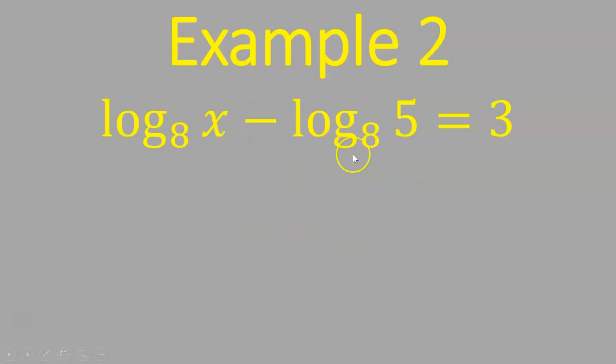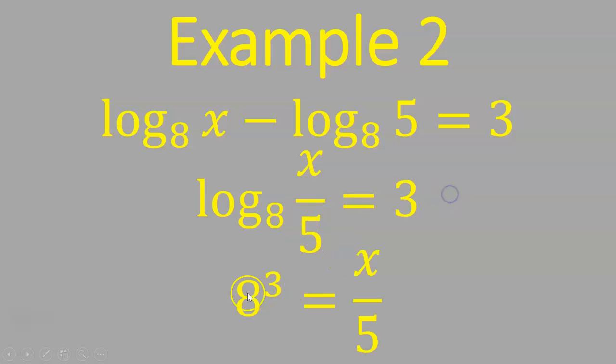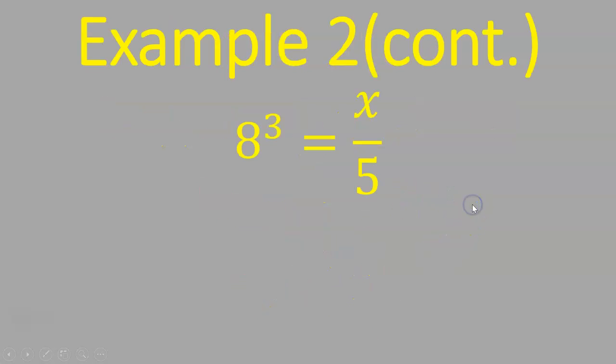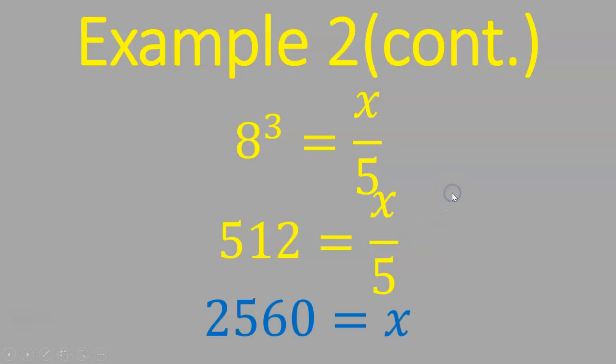Here we do have multiple logs. Now they are to the same base. In this video, we'll only concentrate on logs to the same base. So we need to know how to condense. If you subtract 2 logs of the same base, you can make that 1 log if you divide the 2 arguments. Again, change to exponential form. 8 to the third power is 512, and just multiply by 5. So 2560 for that one.